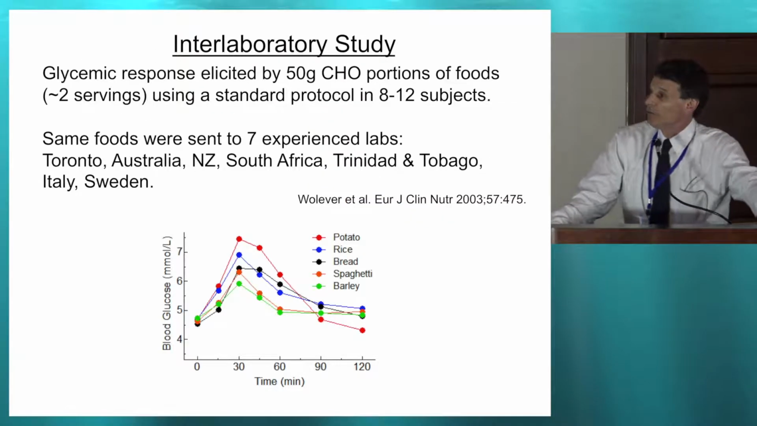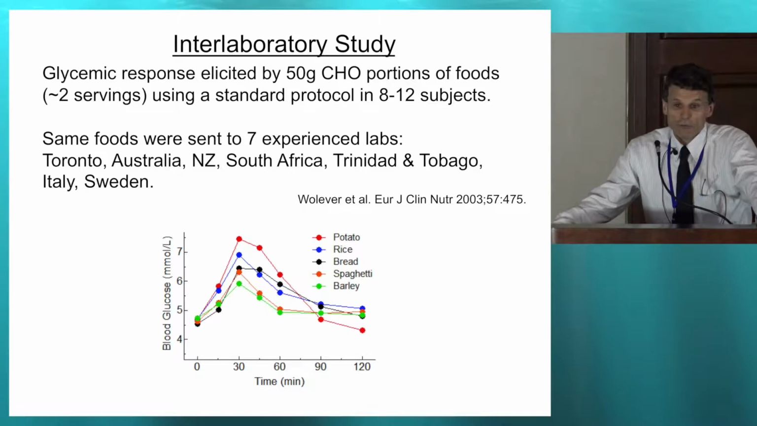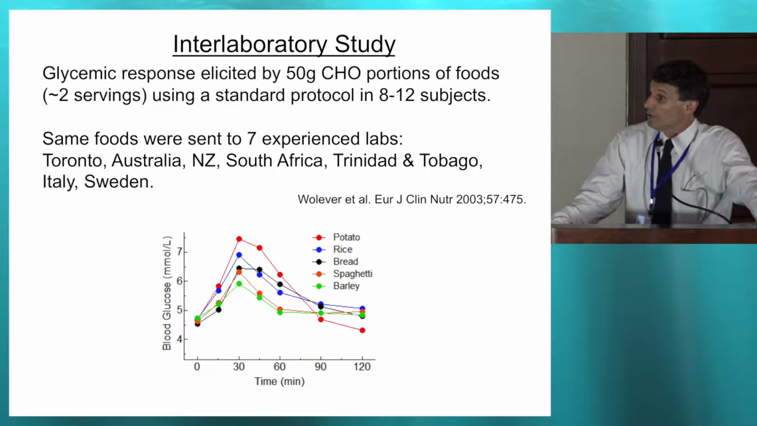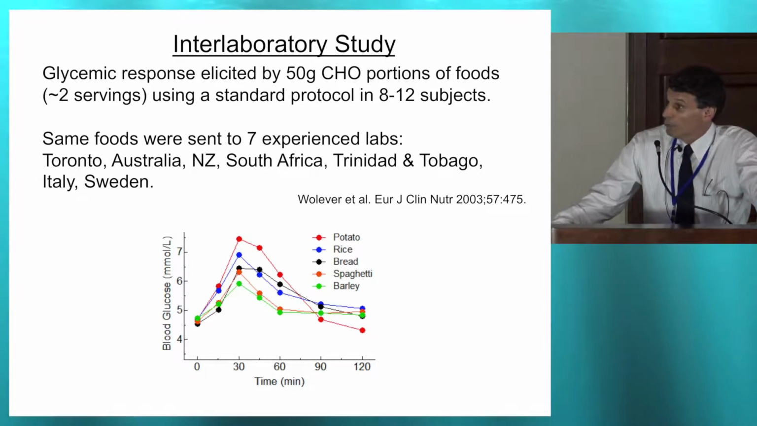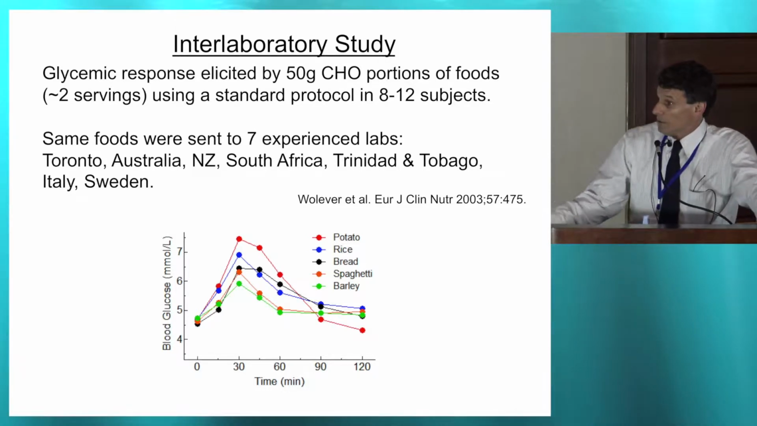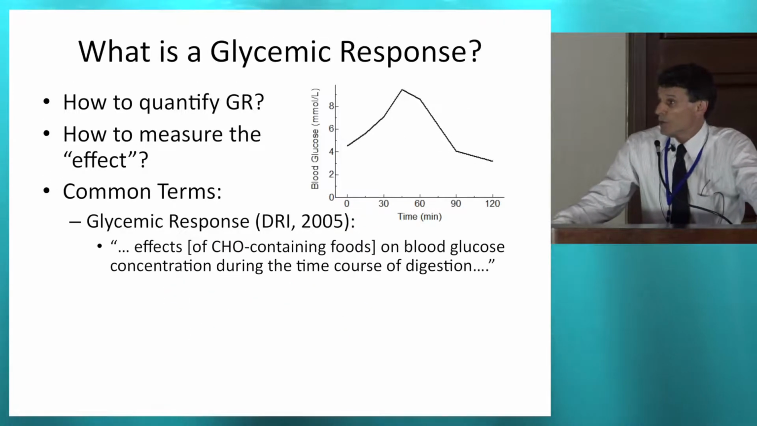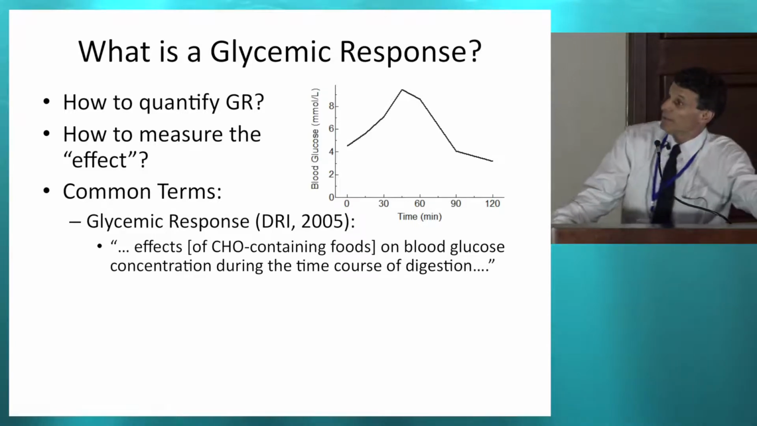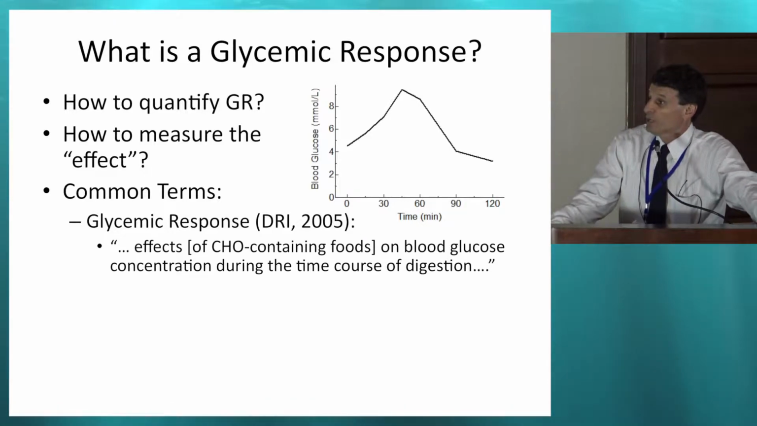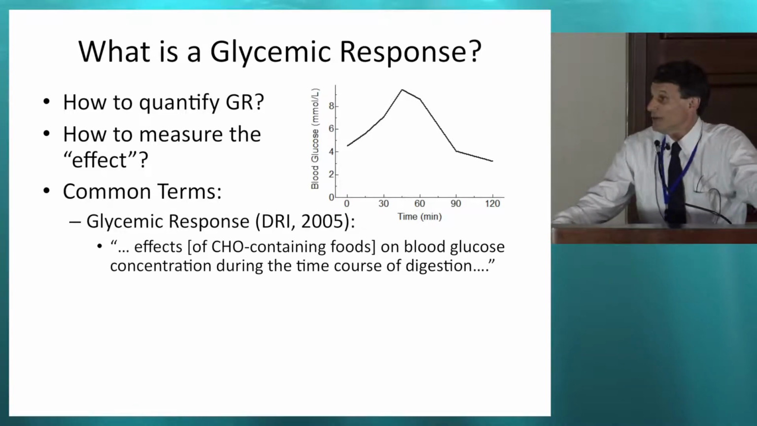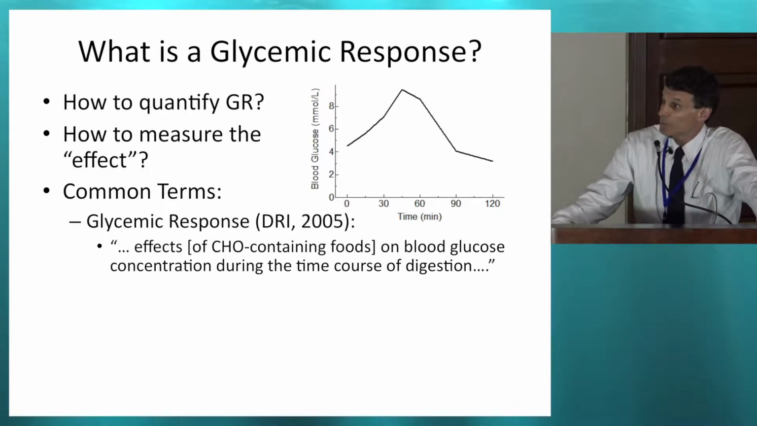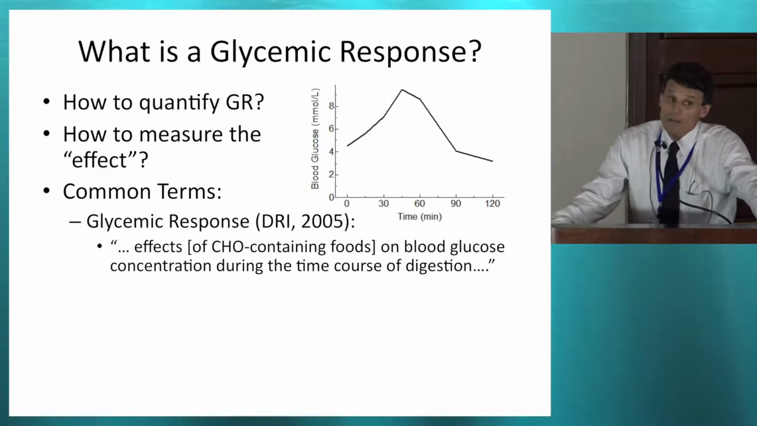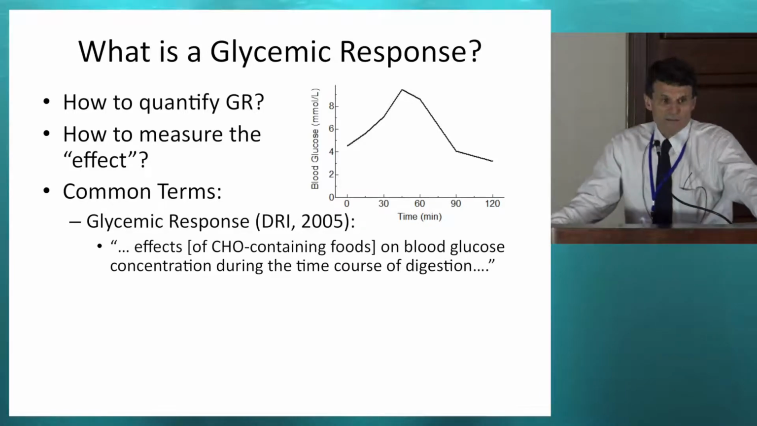And I'm going to be using data from this interlab study, which a number of you here in the room participated in, in 2003. It was published, where I sent foods around to 7 experienced labs around the world, and these are the responses that we got. There have been several attempts or methods of talking about glycemic responses, and a common term, the most recent, is the term glycemic response, defined by the DRI as the effects of carbohydrate-containing foods on blood glucose concentration during the time course of digestion.